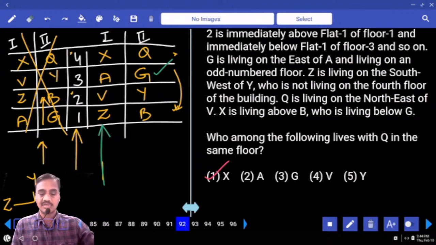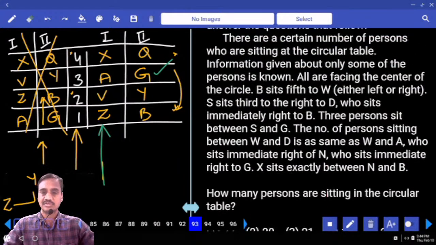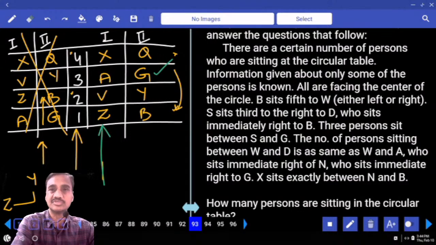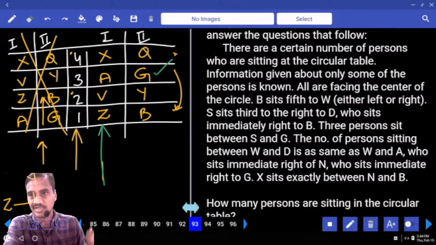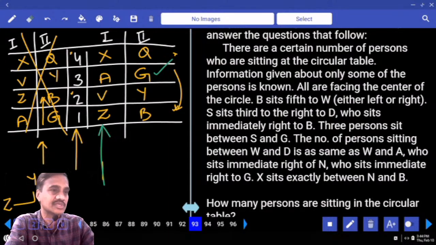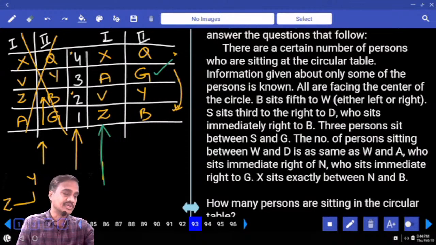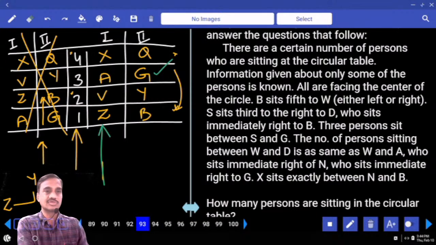Then next one, 93 to 96. Now in this 93 to 96, there are a certain number of persons sitting. Certain number of persons, boxes and so on, should be first priority or second priority? In general, second priority. Boxes and certain number of persons you should always take as the second priority. Why? Because for each and every statement you are supposed to take it in both ways. Possibilities are second, time taking. Hence, this must be under the second priority. Then the easy questions you can do, next one.